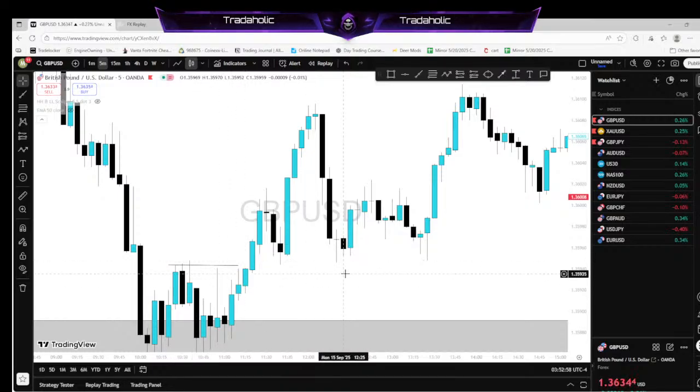In order for the 1 hour to show you a bullish candle, the 5 minute time frame has to be printing higher highs and higher lows. In order for the 4 hour to show you a bullish candle, the 1 hour has to be showing you higher highs and higher lows. In order for the daily candlestick to give you a bullish candle, the 4 hour has to be showing higher highs and higher lows. That's just how it works.